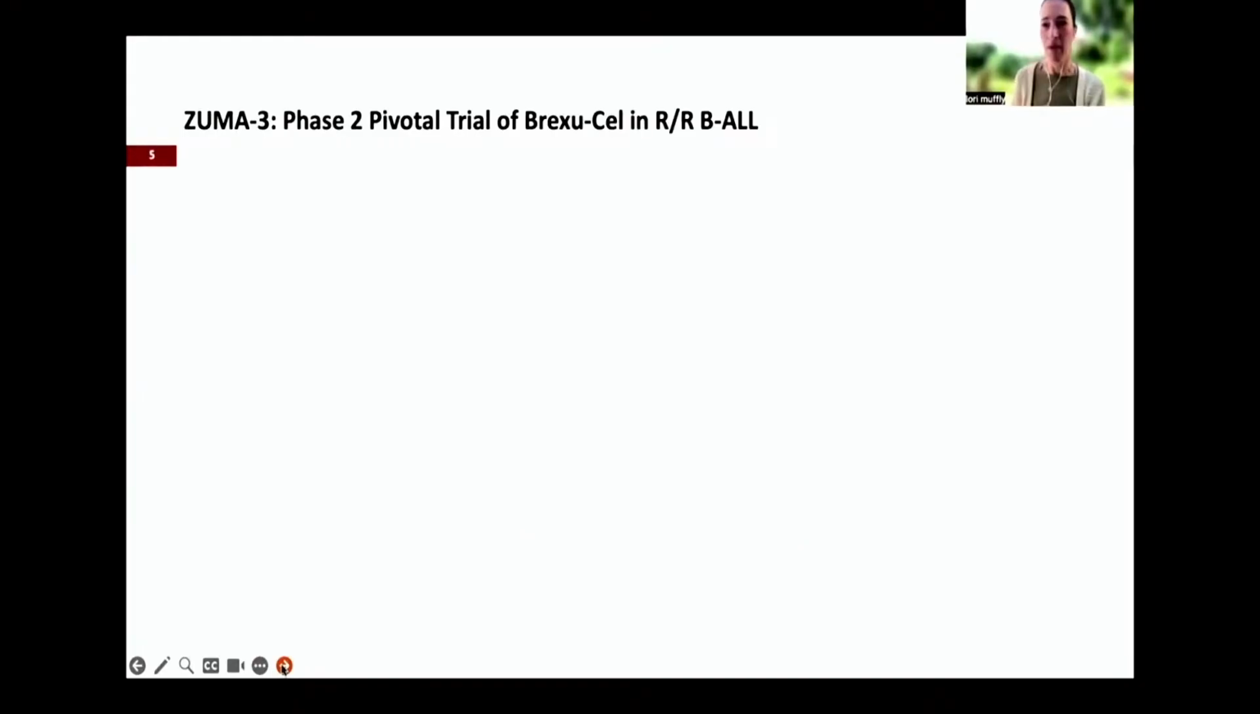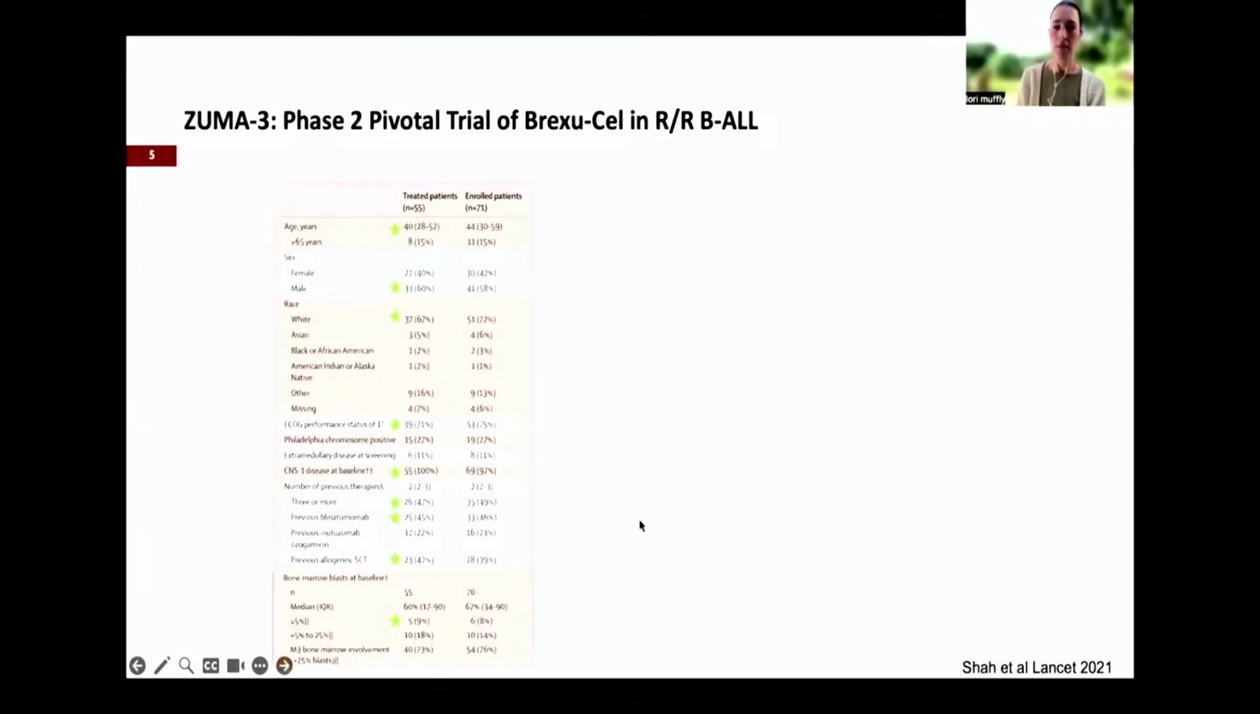I'm going to start by going over the data that led to the approval of brexucel in relapsed refractory B-cell ALL in adults. This was the ZUMA-3 clinical trial. This trial included 71 enrolled patients, of whom 55 were infused. So a relatively small sample, but certainly a novel approach, which is what allowed for the approval.